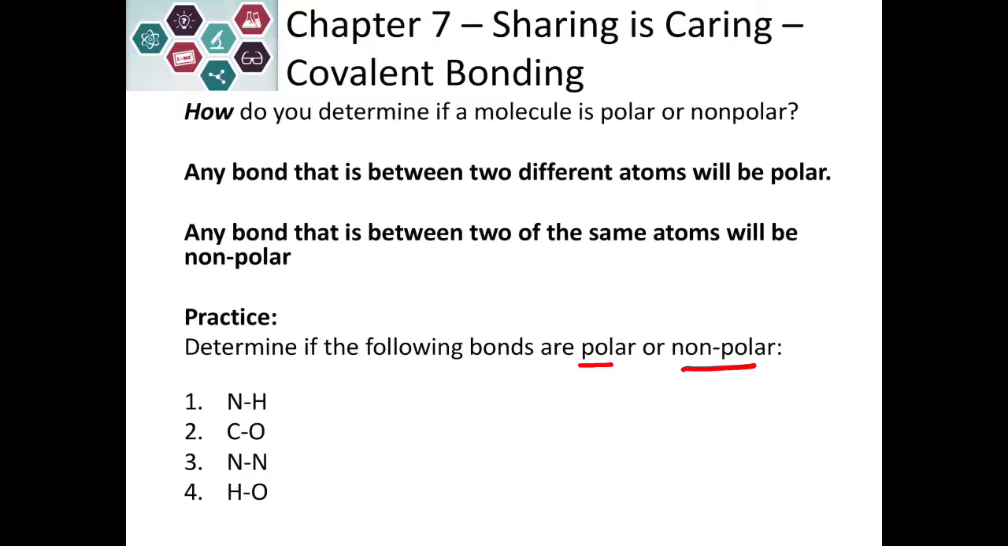But number 1, we've got 2 different atoms, so this is going to be a polar bond. 2, again, 2 different atoms, so it's polar. 3, it's 2 nitrogens, so this will be nonpolar. Number 4, 2 different atoms makes it polar.